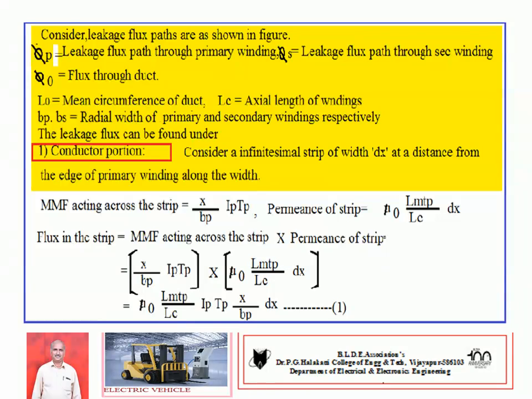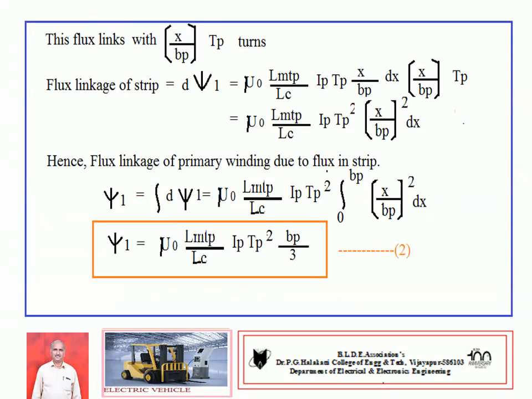So these two factors help to calculate the flux in the strip. Flux in the strip is given by MMF into permeance of the strip. Already I have expressed both expressions; multiply them and we get equation number 1. Equation 1 gives the total flux in the strip.